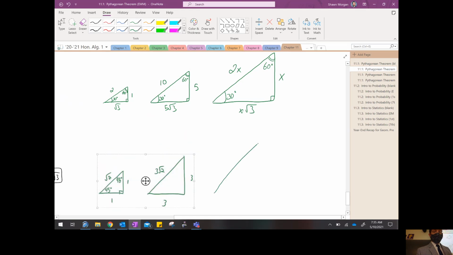Maybe I want to go big or go home, as they say. Again, here's 45, 45, 90. Okay, and maybe I want to say x, x square root of 2, whatever you want that scale factor to be, right?